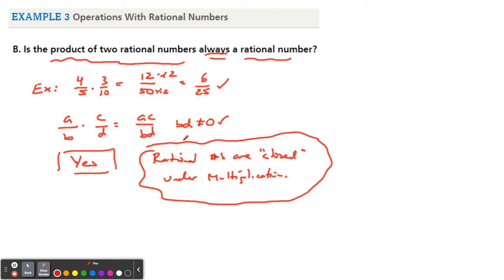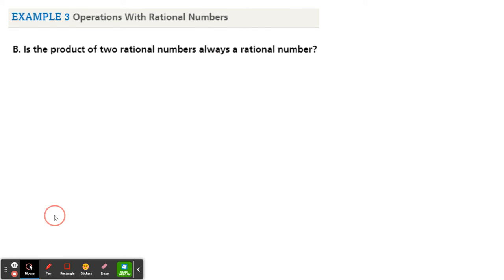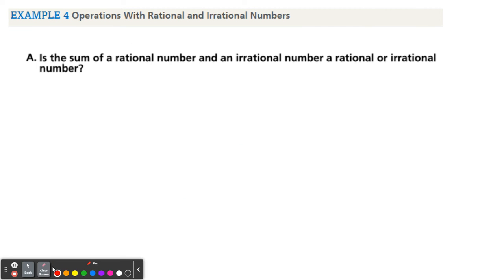Okay, two more. Those were both rational number examples. Now let's get into some other types of numbers. Example 4, operations with rational and irrational numbers. Is the sum of a rational number and an irrational number a rational or irrational number? Oof, it's a lot to say. Well, let's talk about what an irrational number is. Remember, this is a non-repeating, non-terminating decimal.